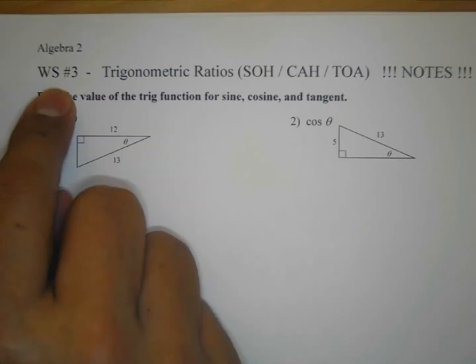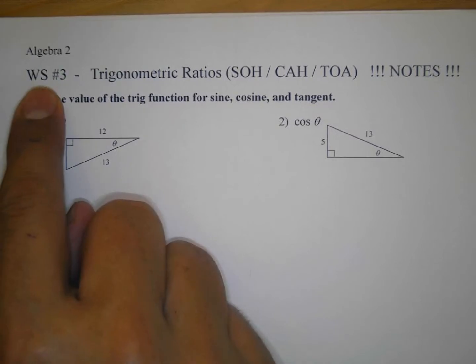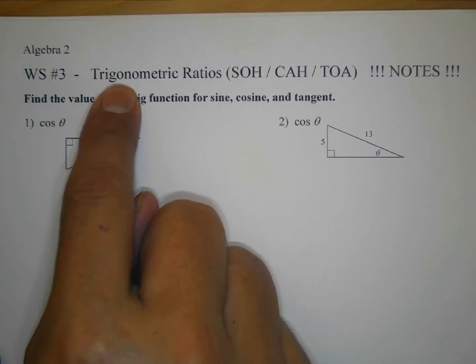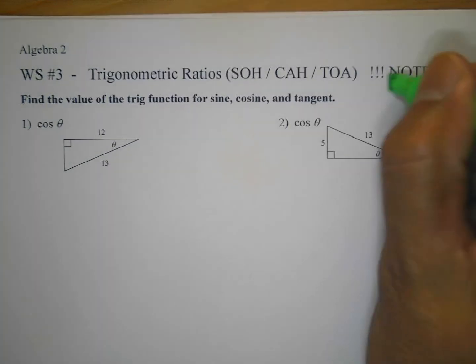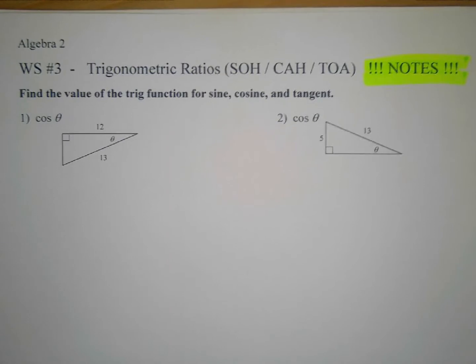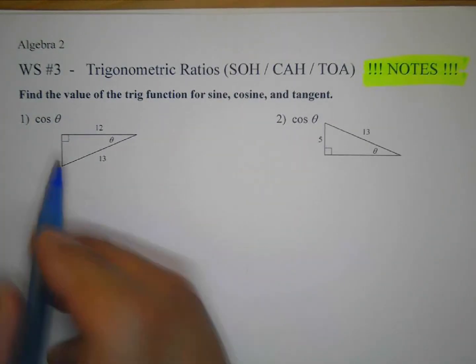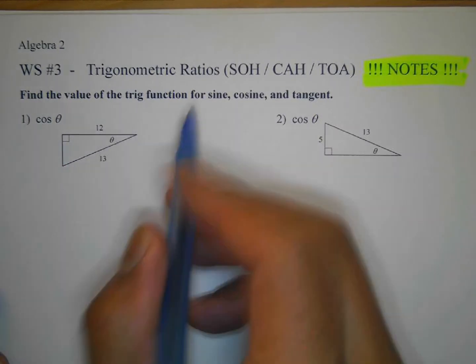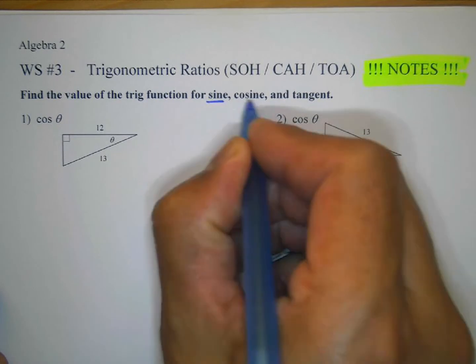Okay, worksheet 3. Here we go. Again, I didn't print this out for you. Copy this down, right? Copy worksheet 3, trig ratios, notes. These are the notes. Again, put this in your notebooks, right? And again, yes, I know it's only asking you for one here, but I'm asking you to actually find 3. You should be able to find all 3.